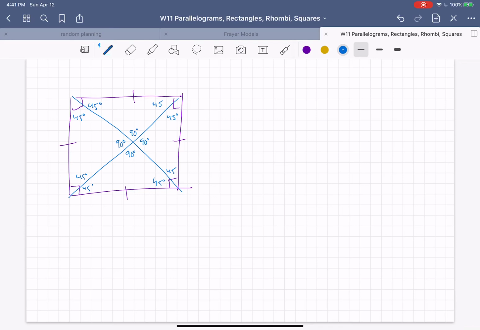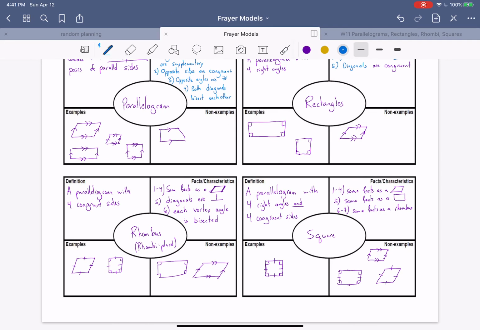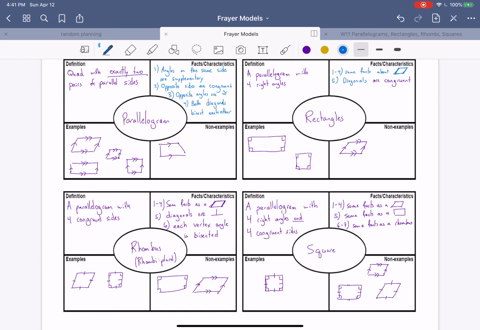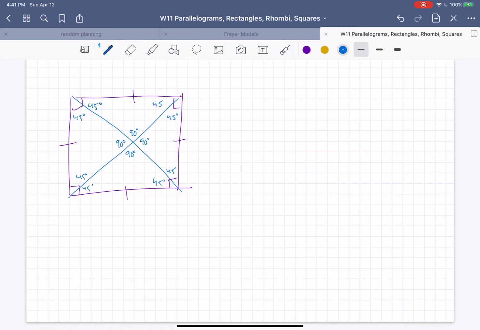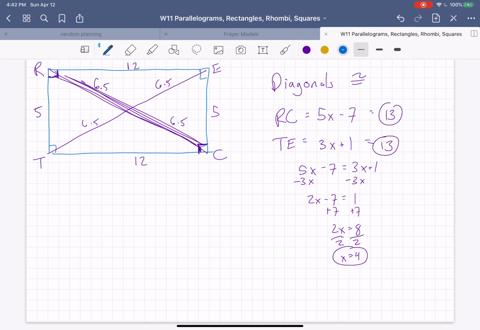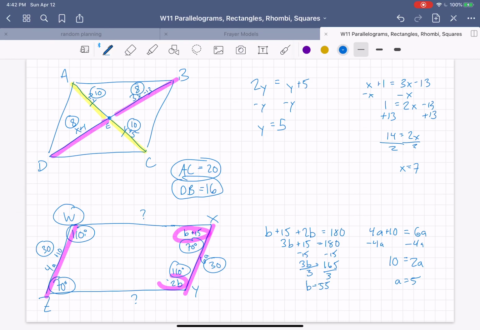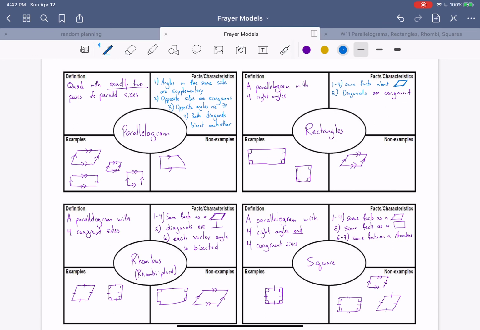So everything in our Frayer model is filled out for these 4 shapes. We saw examples of how we can use this information to solve our unknowns. And we saw how much of an overlap there is between parallelograms, rectangles, rhombi, and squares, because rectangles, rhombi, and squares are just special types of parallelograms.